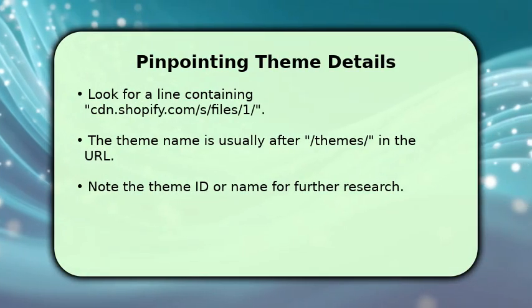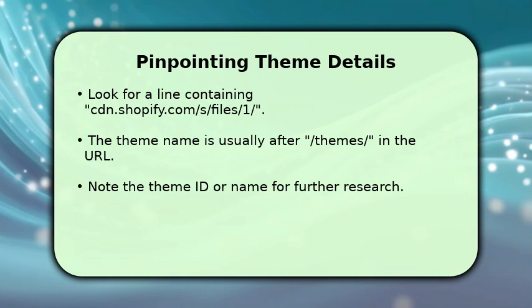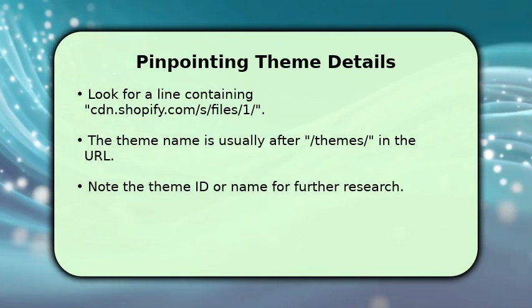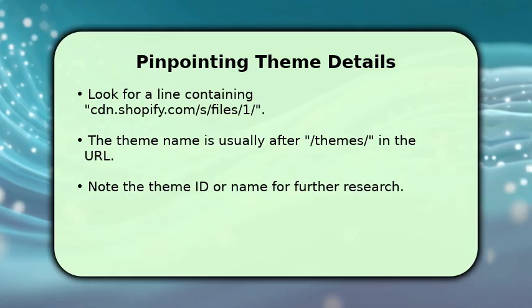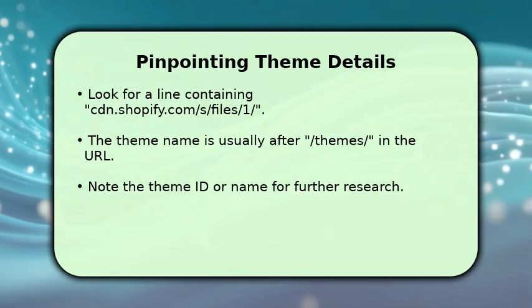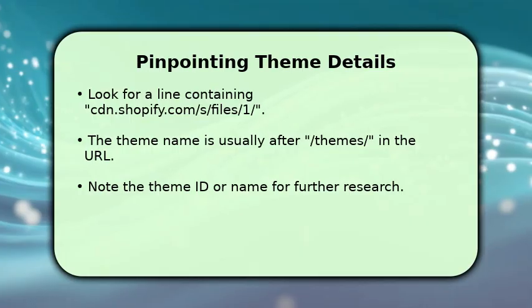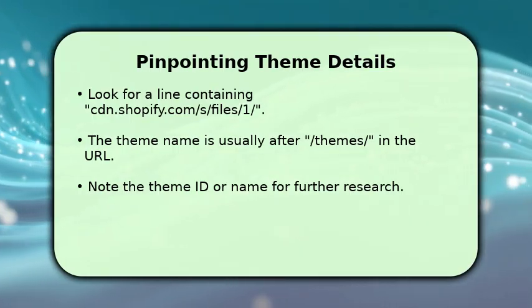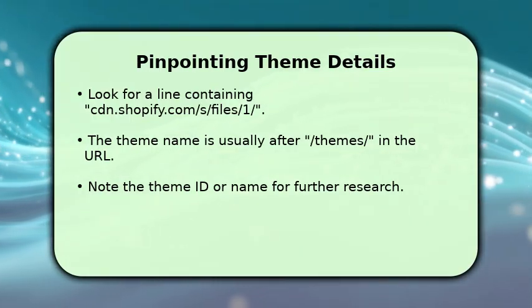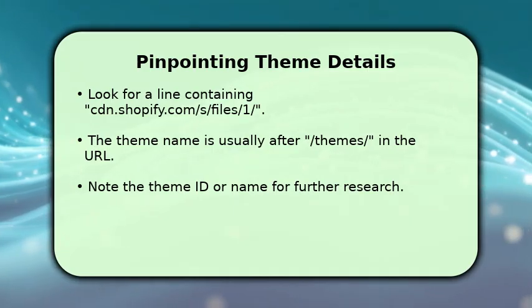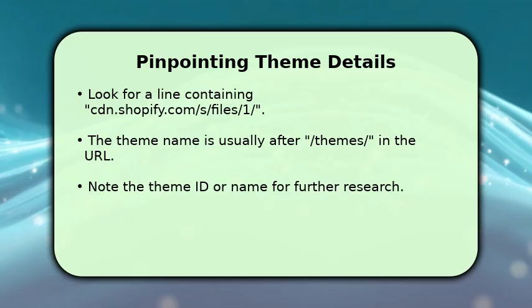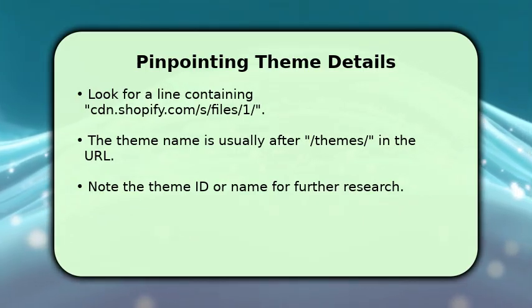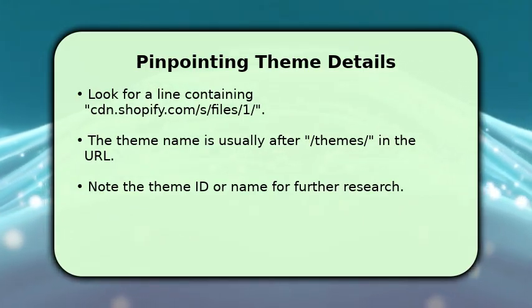Within the search results, you'll often find a link to a stylesheet or JavaScript file that includes cdn.shopify.com/a/file/1/. Following this path, you'll typically see /theme/ followed by a number or a name. This number or name is the unique identifier for the Shopify theme. Sometimes, the theme name is explicitly stated in a meta tag or a comment within the code.